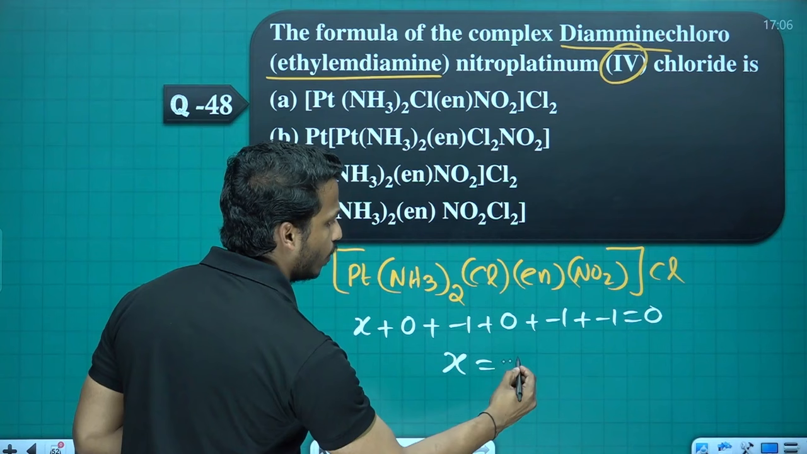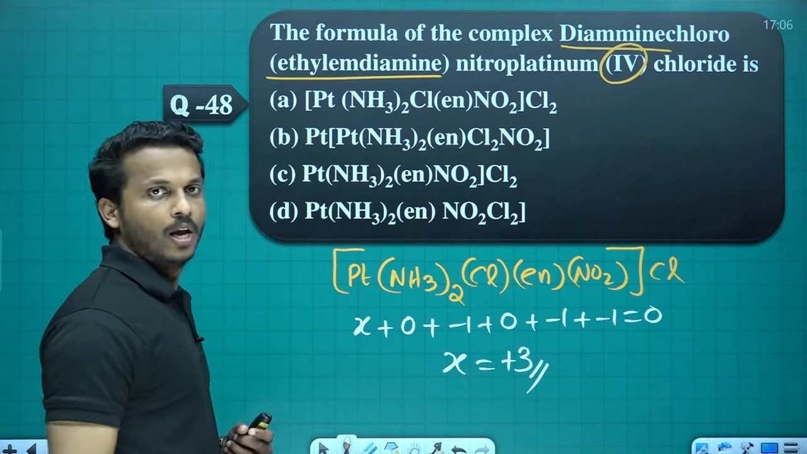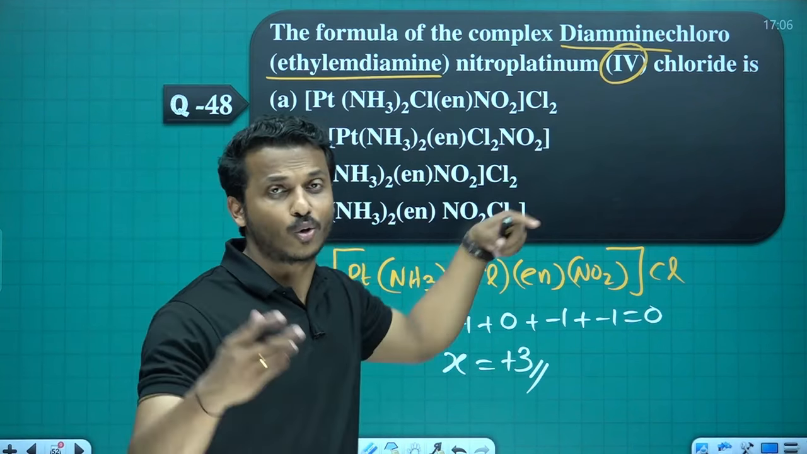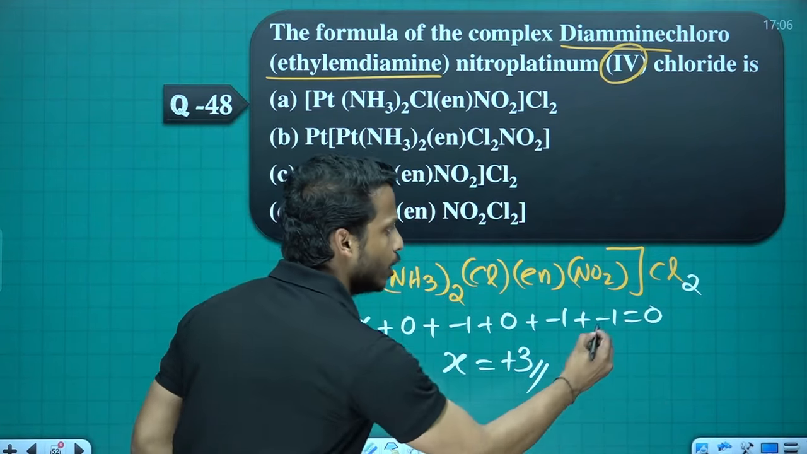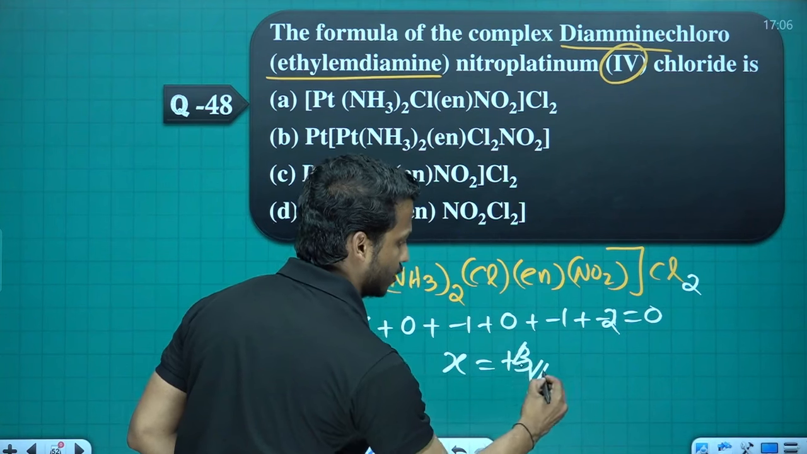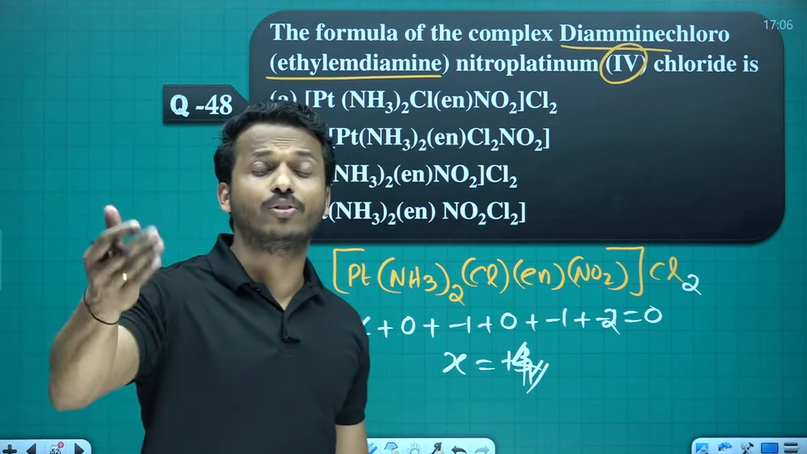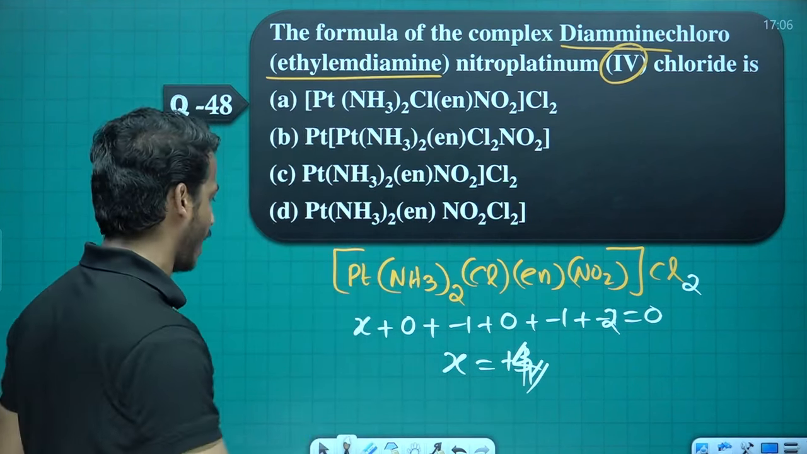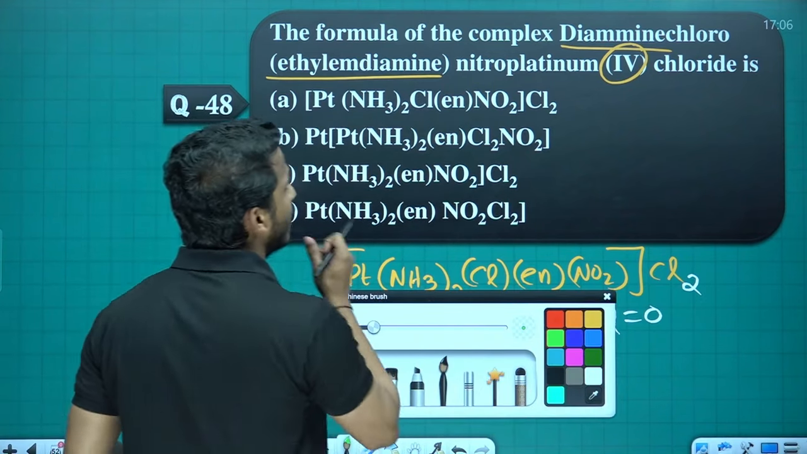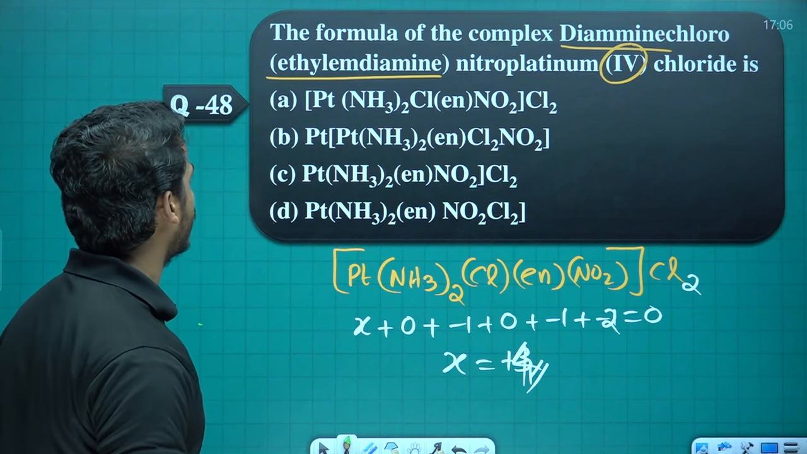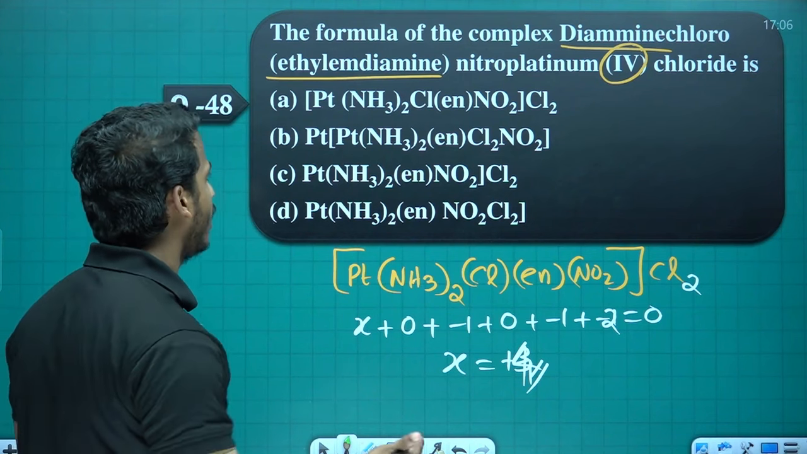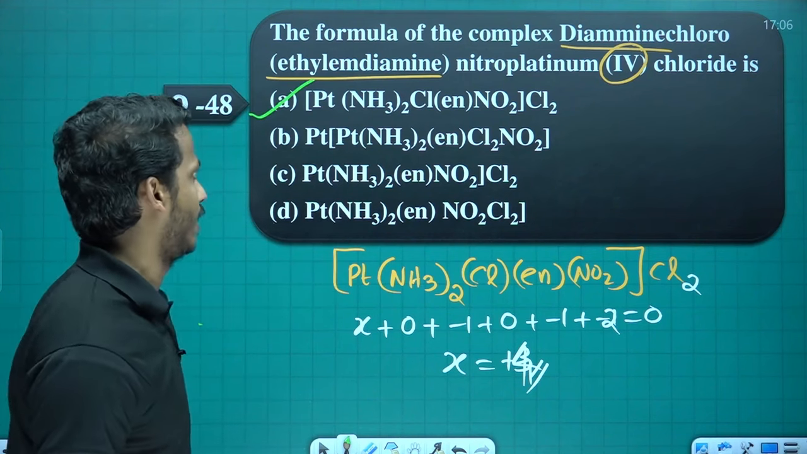But here, dear all, you will get only plus 3. But we want to get plus 4, right? So if you want to make it plus 4, what can we do? You can put 2 chlorine here. So it becomes minus 2, it becomes plus 4. Counter ion, if there, you can adjust the number of counter ions, right? So this is an allowed one. So let's go with which option is this? Pt, NH3 twice, Cl, en, NO2. Yes, option A itself, that is correct.